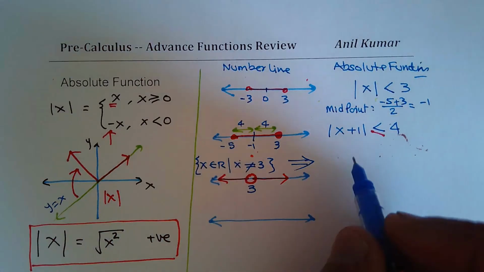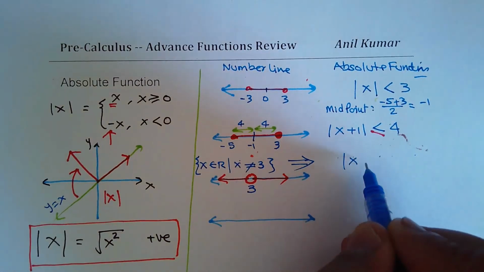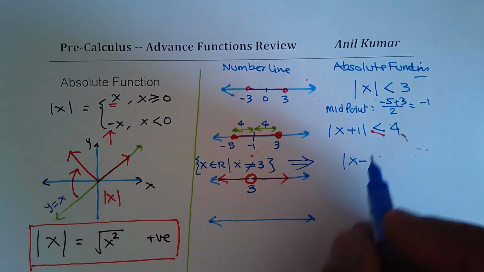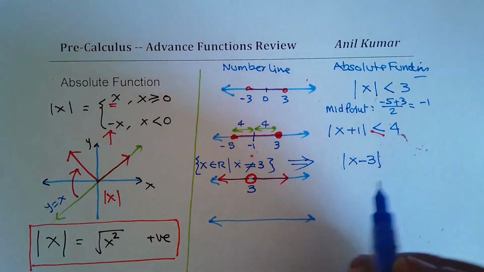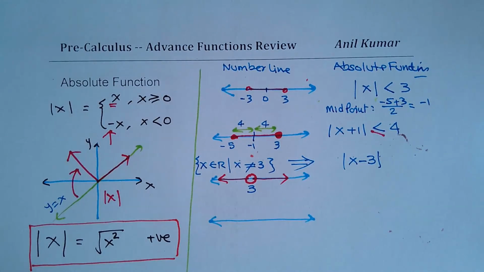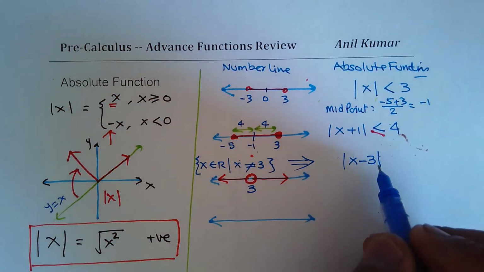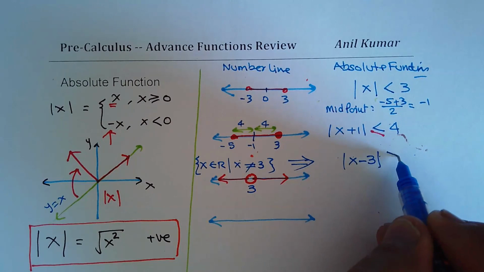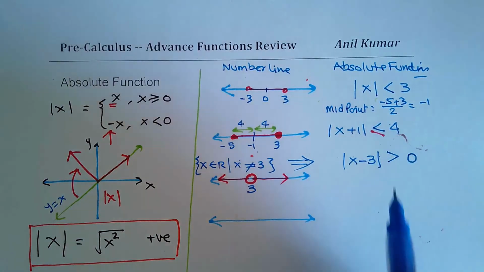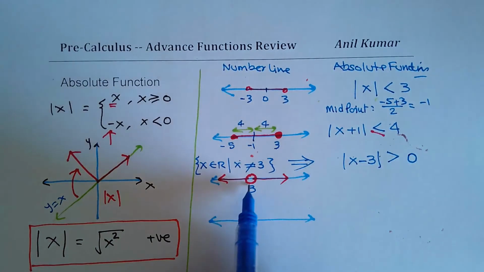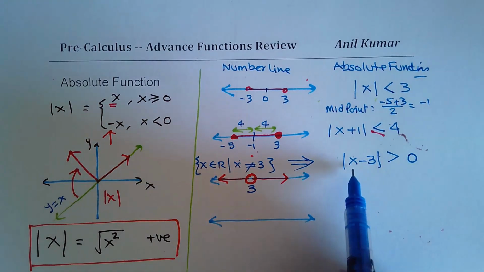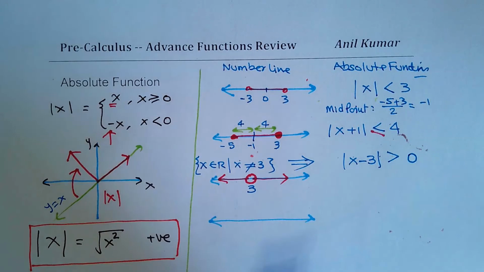Well, we could say that the absolute value of x, we don't want it to be 3, right? So let's bring it to 3 first. And now what? We said this is greater than 0. As you know, at 3 it will be equal to 0, and therefore the solution of absolute value of x minus 3 greater than 0 will be represented by this. Does it make sense to you?